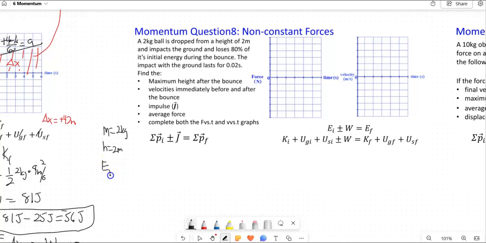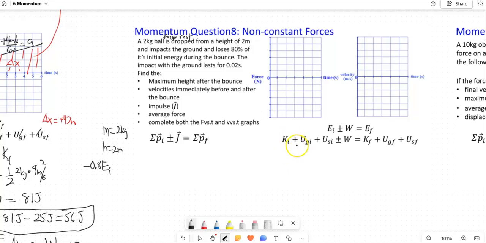Whatever our initial energy is, it looks like a ball which is dropped from rest, from a height of 2 meters, and it's going to lose 80% of its initial energy. So we've got to subtract off 0.8 of its initial energy right there. So in this problem, we're going to start over here with our energy stuff and then work our way over to momentum, I think.